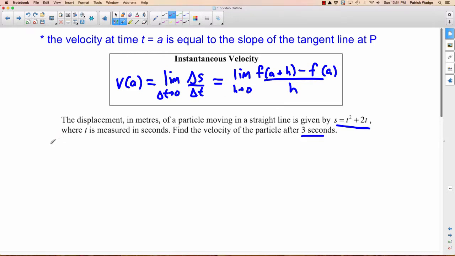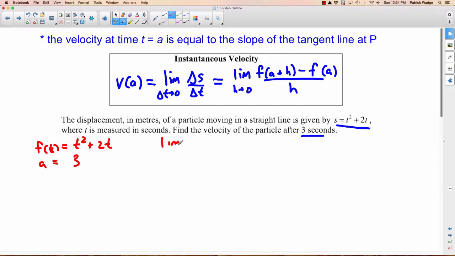Again, just like we did before, we need to figure out what's f of x and what's a. f of x is just your formula that you're working with here. It's t squared. Well, actually it would be f of t, wouldn't it? Because t is our input. So our function is t squared plus 2t. And our a value, that's the input value we're interested in, which is 3 seconds. So we're going to do this.